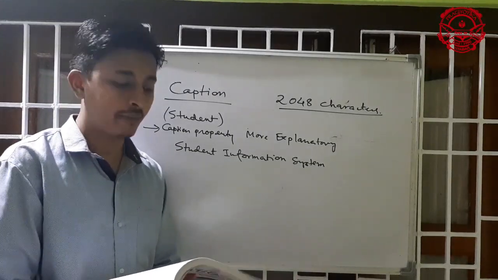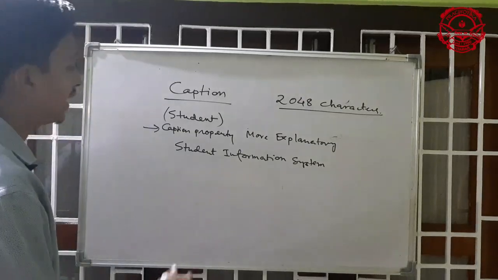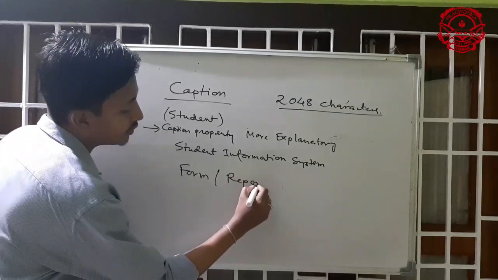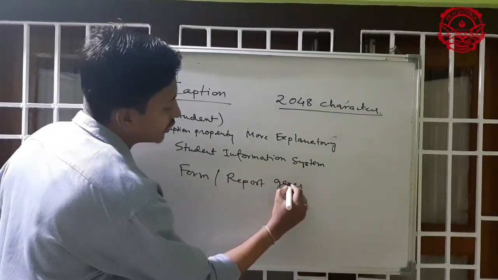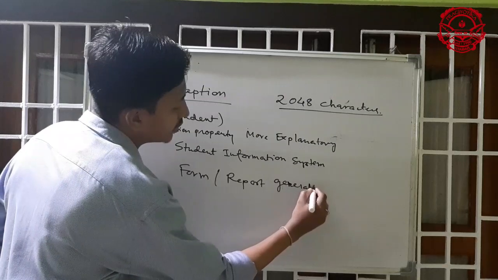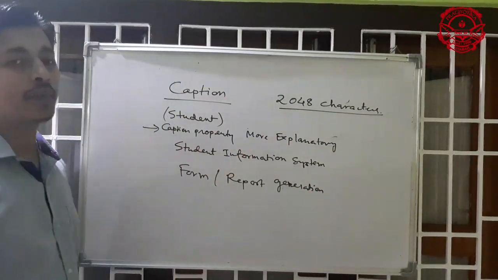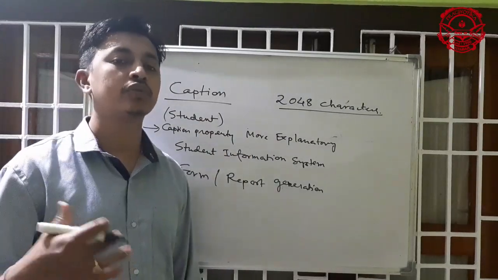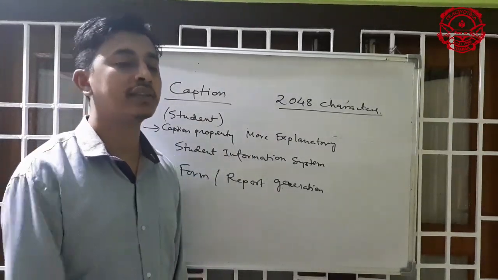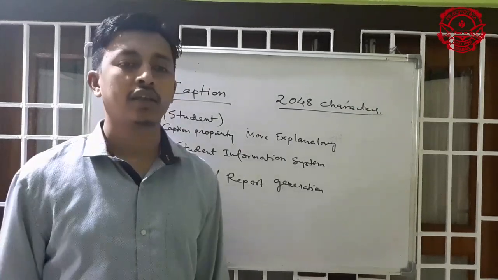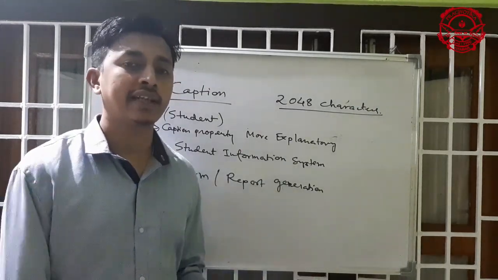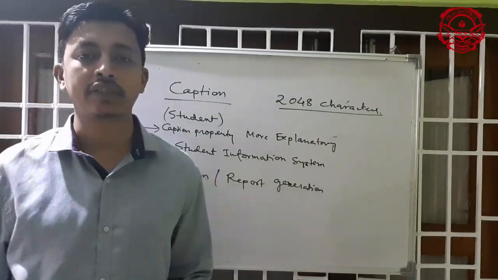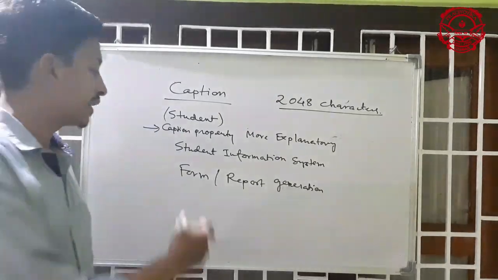It is generally used in forms and reports. It means it is generally used in form and also in report generation. Report generation also uses this caption property, so that a report becomes explanatory and gives good details about the things. It gives clear details of a report, so that is why we need to give the caption property in report generations or in the form. Okay.